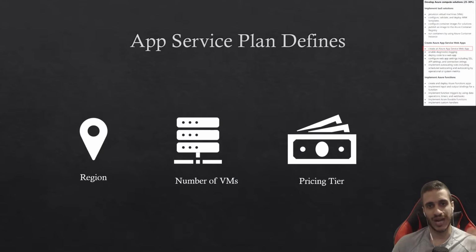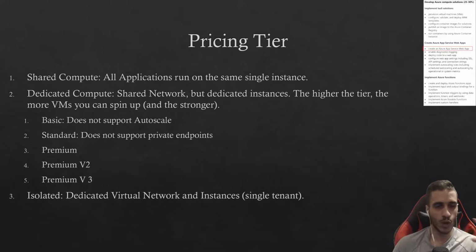Now, when it comes to Azure App Service Plan, it defines a couple of different things. Firstly, it defines the region where your applications are hosted. Then it defines the number of VMs you need in your Azure App Service Plan. And lastly, but most importantly, it defines the pricing tier. And when we talk about pricing tier, we have a couple of different pricing tiers.